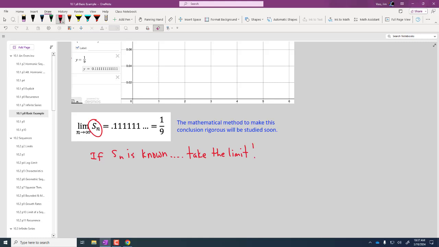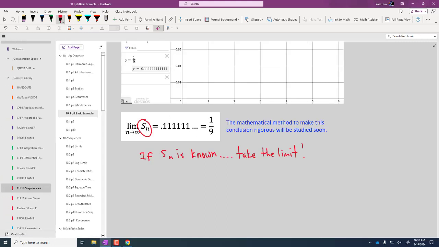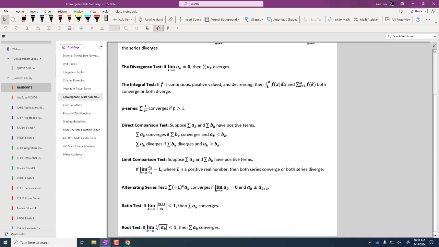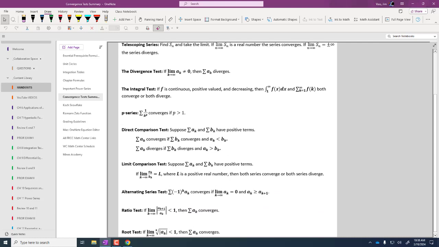So the big question is going to be, all right, we've got this series. Geometric series are going to be really nice because we can find S sub n and then take the limit. Taking limits is easy. Many series, you cannot find S sub n. And that's why we have all these convergence tests. This triage nightmare is because most series you cannot find a formula for S sub n.